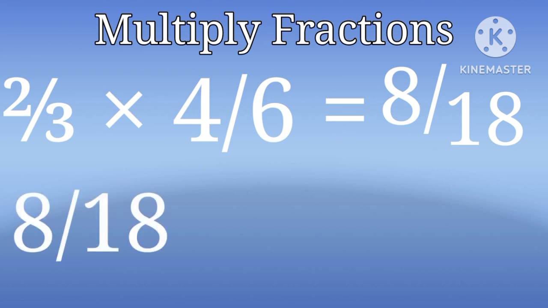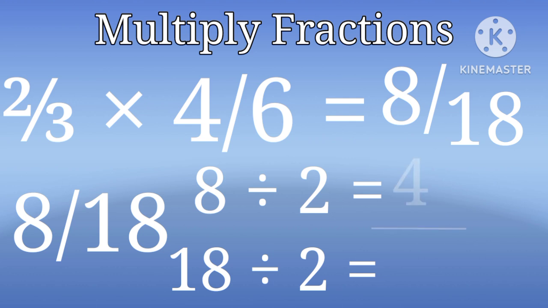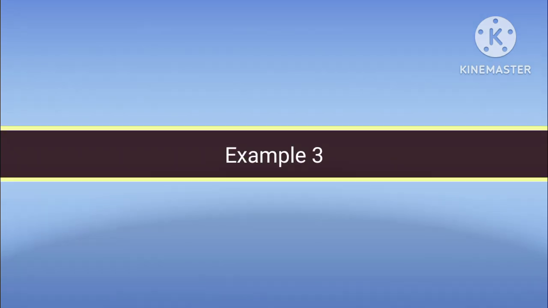Now 8 over 18 can be simplified even more. So we need to find any number that can divide both 8 and 18, and it is 2. So we need to divide both numbers by 2. We have 8 divided by 2, which is equal to 4, and now the denominator, 18 divided by 2 is equal to 9. So the answer of 2 over 3 times 4 over 6 is 4 over 9.